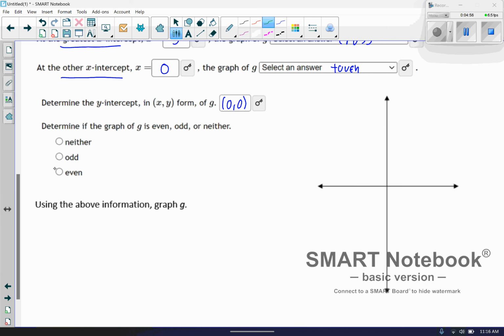And so what does that do for us? Well, that means we're going to have symmetry with the y-axis. So whatever I have on the right, I could reflect it over to the left side of my y-axis right there.